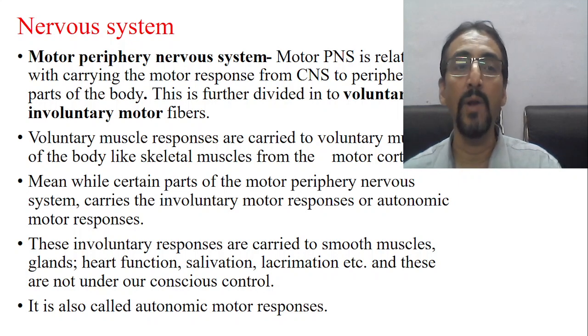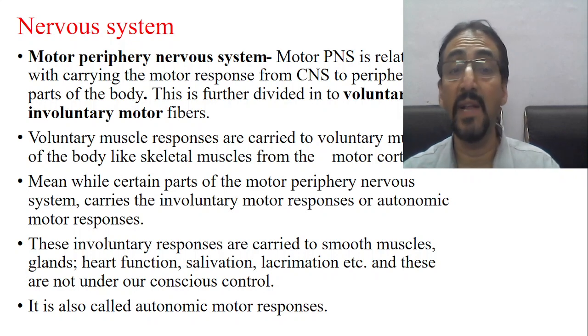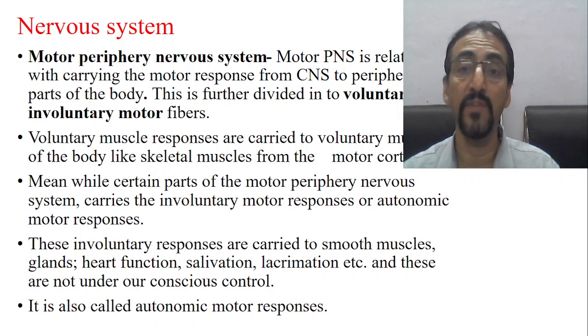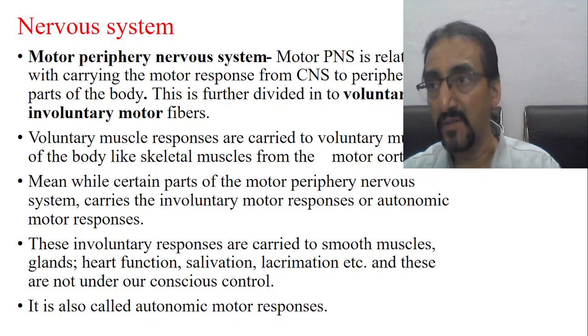Okay, now look at motor peripheral system. Motor peripheral nerve system is related with carrying the motor response which is produced from the CNS to the peripheral parts of the body.